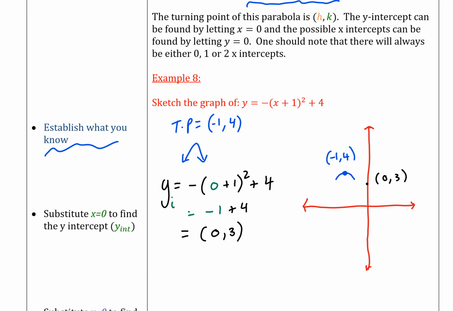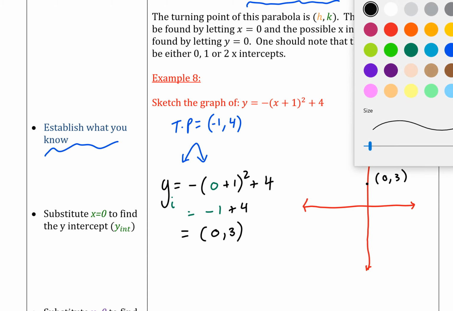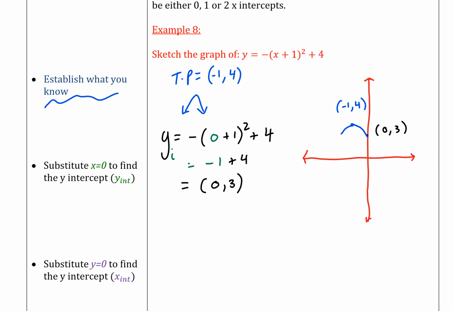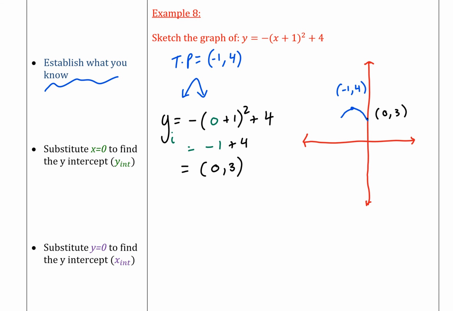I can see this shape isn't quite going to work out, so I'm just going to move my turning point over to be a little bit closer. So here we've got negative 1, 4. This should make it a nice smoother join as it passes through the y-axis. Now I can find my x-intercepts by letting y equal 0.